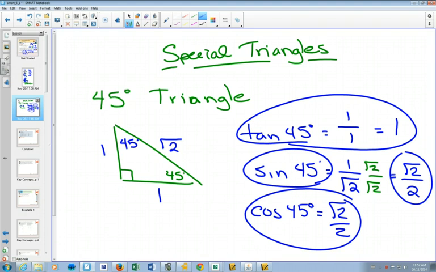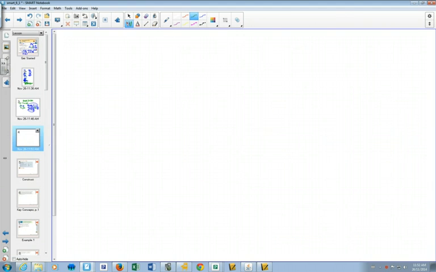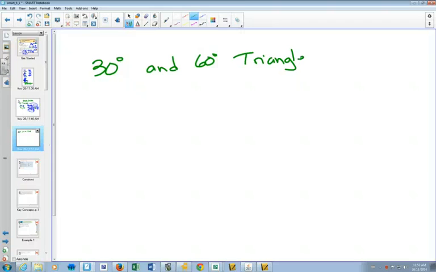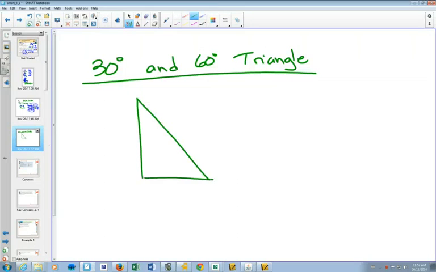Okay, there's our 45-degree triangle. Our second special triangle. Our 30-degree triangle and 60-degree triangle get made at the same time. You'll probably see why. If I make a right-angled triangle and I make one of the angles 30 degrees, what does the other angle have to be? 60. This is a right triangle.